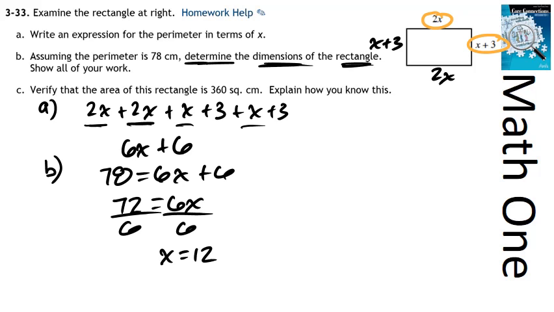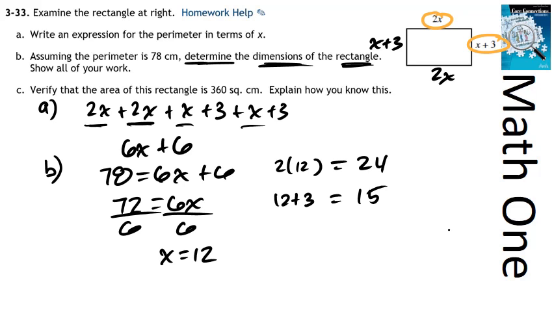So the dimensions of this rectangle, one of them would be 2 times 12, which equals 24. And the other dimension would be 12 plus 3, which would be 15. So it's a 15 by 24 rectangle. And then it says verify that the area of the rectangle is 360 degrees. Explain how you know this.